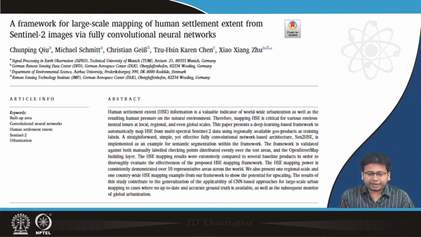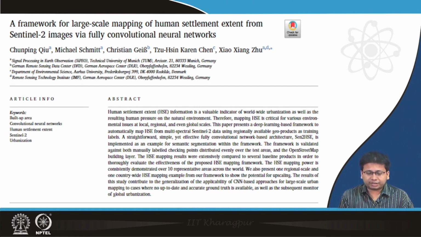Human settlement extent information is a valuable indicator of worldwide urbanization as well as the resulting human pressure on the natural environment. Therefore, mapping HSE is critical for various environmental issues at local, regional and even global scales. This paper presents a deep learning based framework to automatically map human settlement extent from multispectral Sentinel-2 data using regionally available geoproducts as training labels.